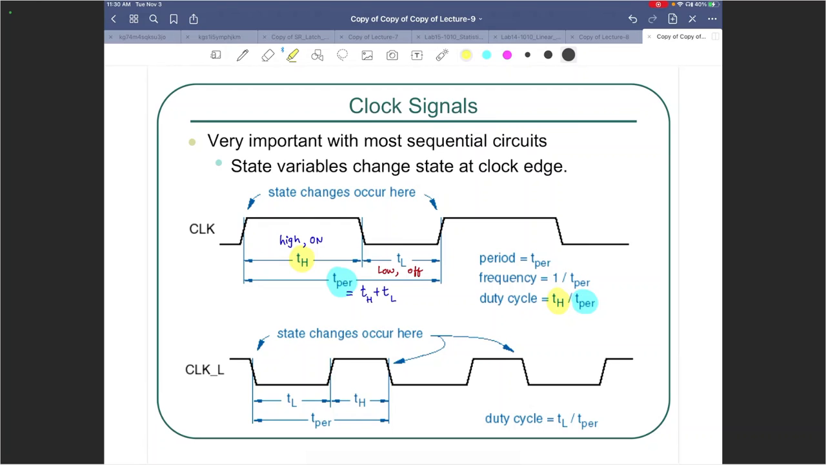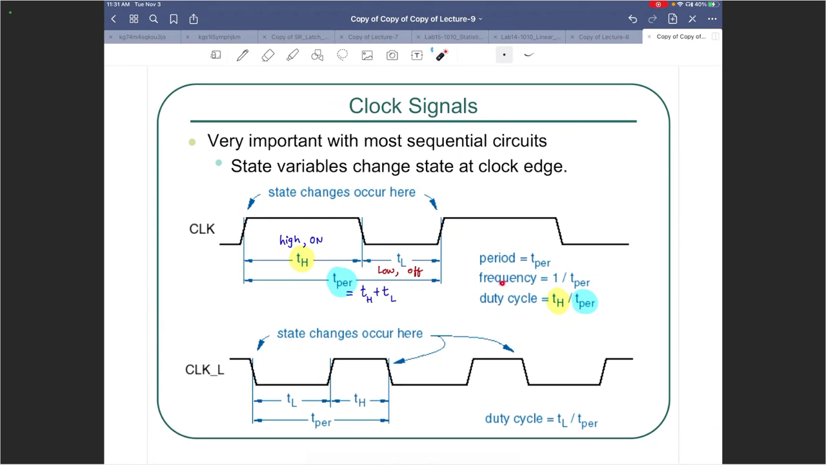Now, some other parameters about clock. Again, this is going to be something that you guys have seen before. A clock signal can go from low to high and high to low, and it is going to be periodic. What is the period? The time period of a clock is simply the time it takes for it to complete one cycle. In this case, it is going to be T high plus T low. That is going to be the time period of this particular clock.